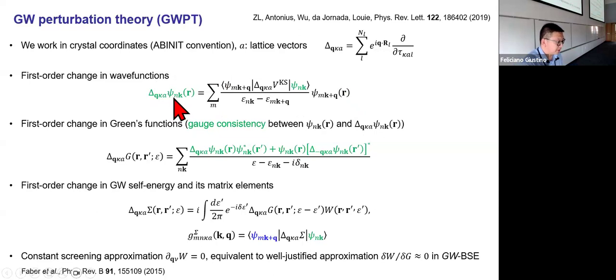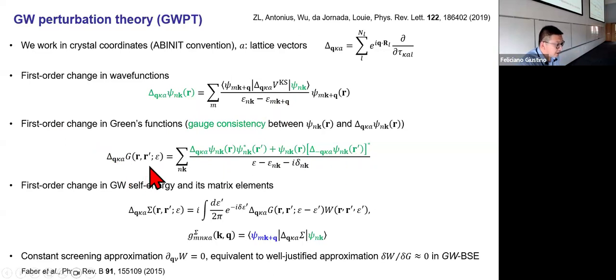implied in this expression that also becomes a requirement in the calculation: you cannot mix and match different wave functions at different steps. You have to stick with one set of wave functions, because the first order change of the wave function inherits the gauge, or the arbitrary phase, of the zero order wave function. So with the first order change in the wave function, we can construct the first order change of the Green's function, which takes the form d psi psi plus psi d psi.